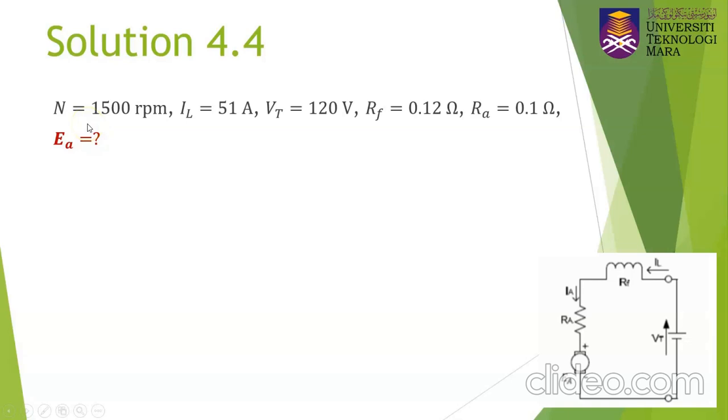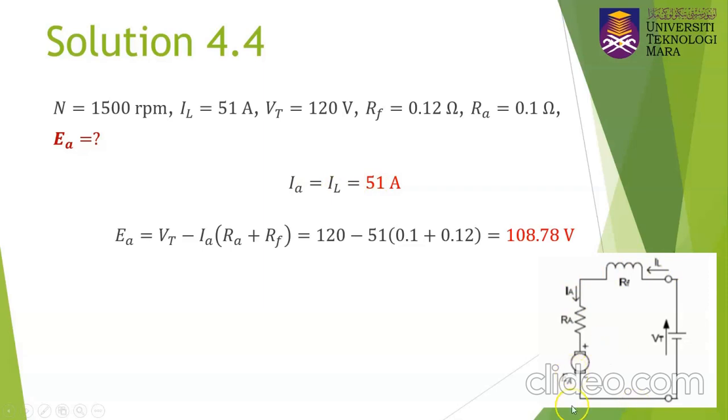So we need to determine the value of counter EMF. First of all, we need to define what is the armature current. Since it is a series circuit, the armature current IA is equal to IL, equal to 51 ampere. And then we can apply the KVL across this loop. So EA will be equal to VT minus IA multiplied with RA plus RF.